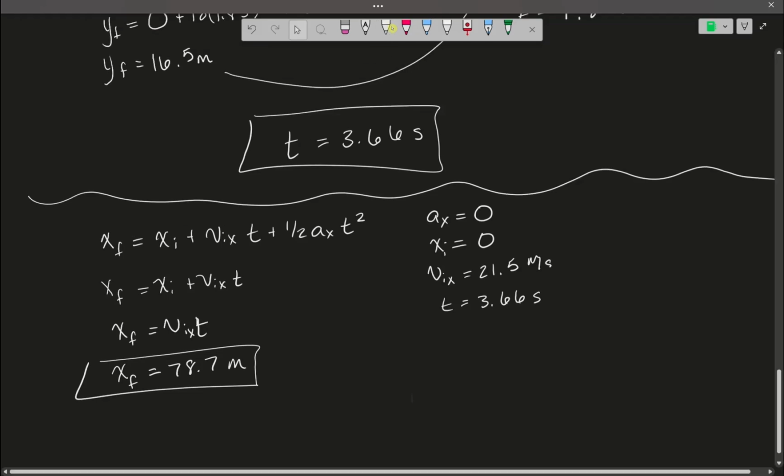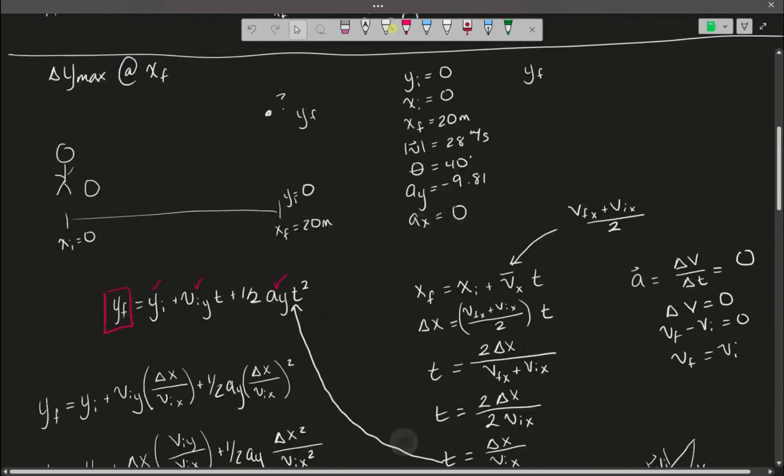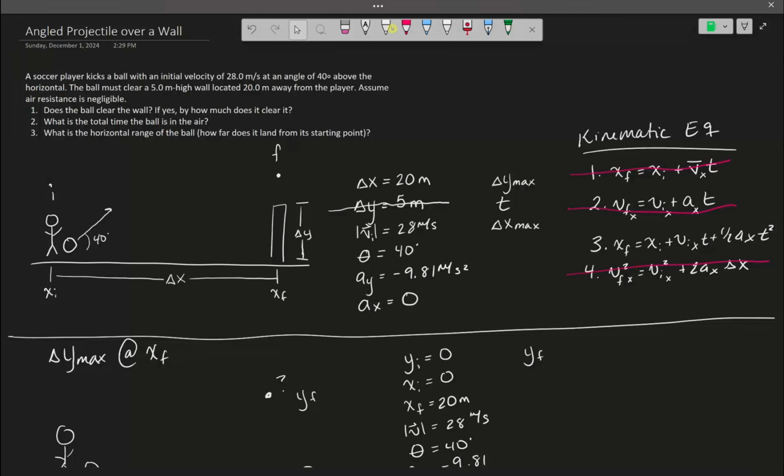This seems like a very far distance for this soccer ball to travel. I don't have the solution to this problem, so work it out yourself and see if my answer is correct.